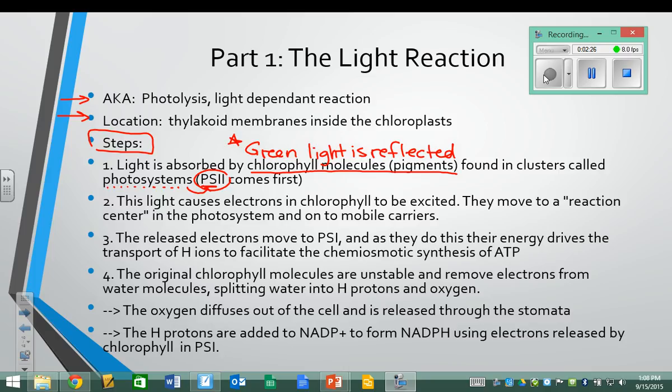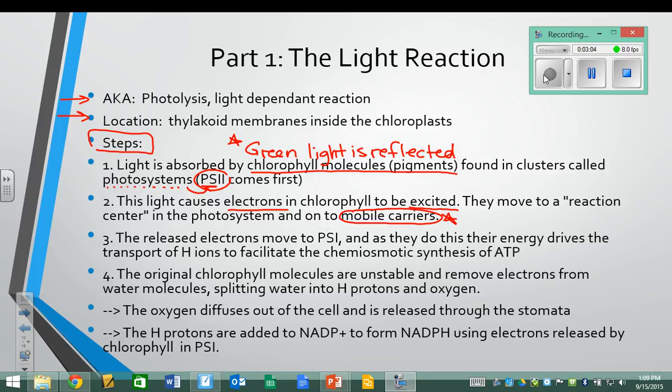What happens, we saw in the animation, electrons get excited. They start jumping around. They move to the center of the photosystem, and then in the animation it sort of looked like they fell out and something caught them. Those are the mobile carriers. Now in the animation, the mobile carriers all had names, silly long names like plastocyanin and plastoquinone. I'm not going to ask you for their names. If you could recognize that something is going to carry the electrons along, that's the extent that I need you to know.